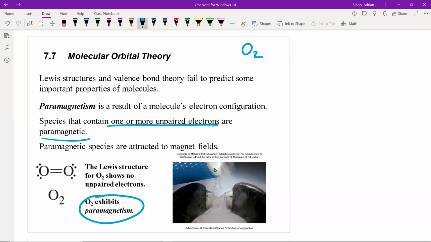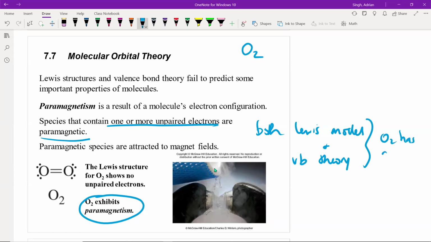So both the Lewis model and valence bond theory show that oxygen O2 has all of the electrons paired up. So neither of these theories are able to explain the paramagnetic nature of O2, of the oxygen molecule. So there needs to be another model to help explain what the observed phenomenon is with oxygen.